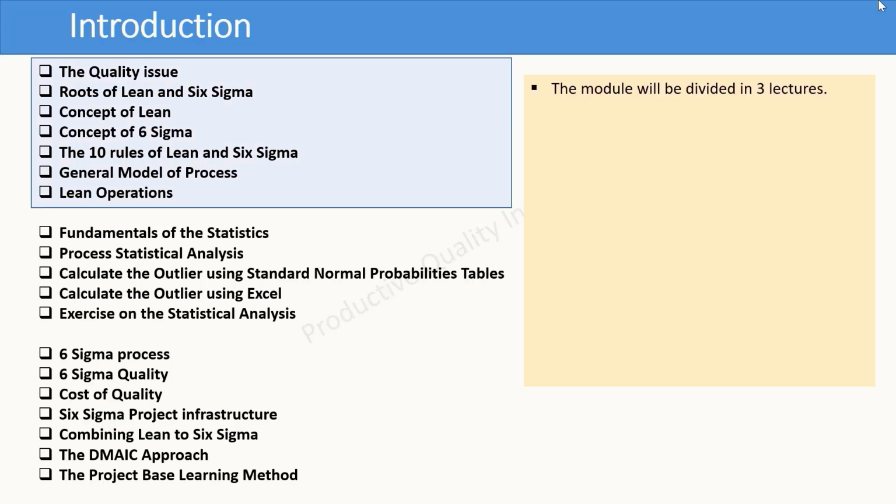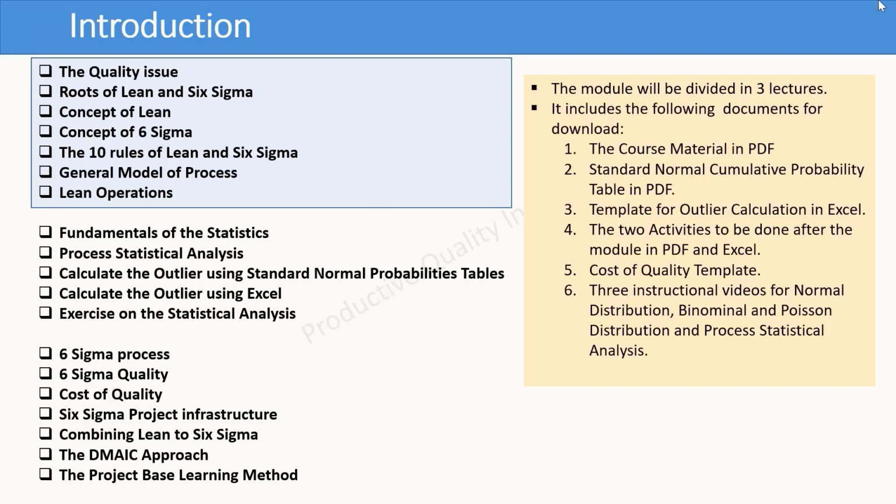The following documents are ready for download. The course material in PDF. Standard normal cumulative probability table in PDF. Template for outlier calculation in Excel. The 2 activities to be done after the module in PDF and Excel. Cost of quality template. 3 instructional videos for normal distribution, binomial and Poisson distribution, and process statistical analysis.